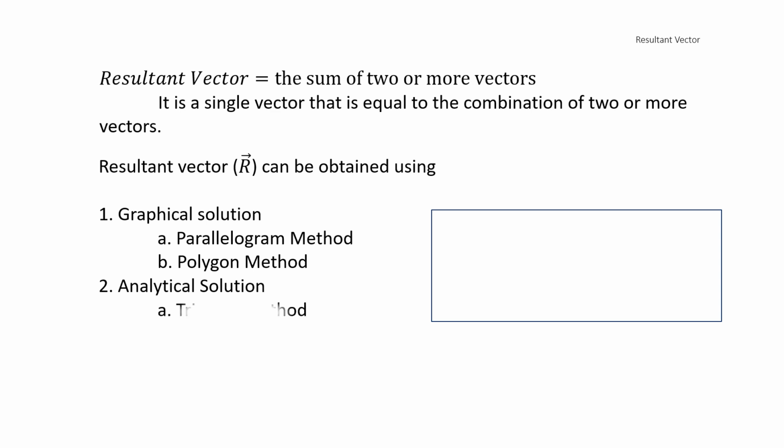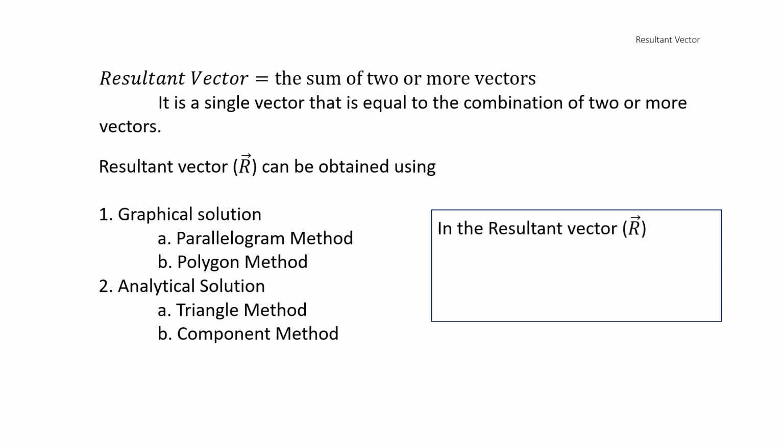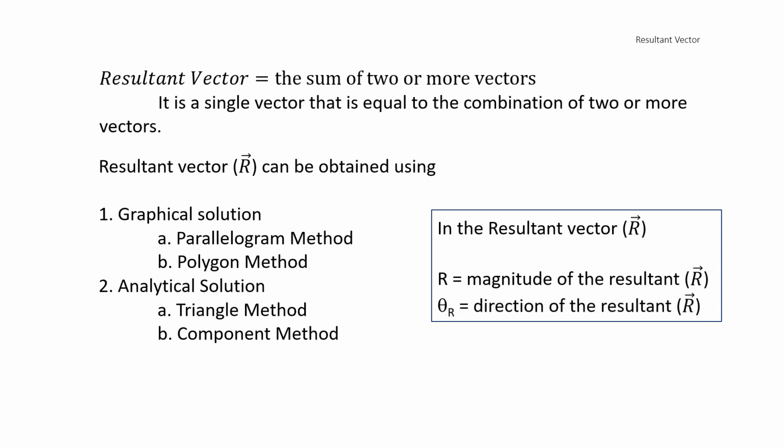In the resultant vector, that vector R can be determined using the triangle method and the component method. The magnitude of the resultant vector is R, and the direction of the resultant vector is theta sub R.